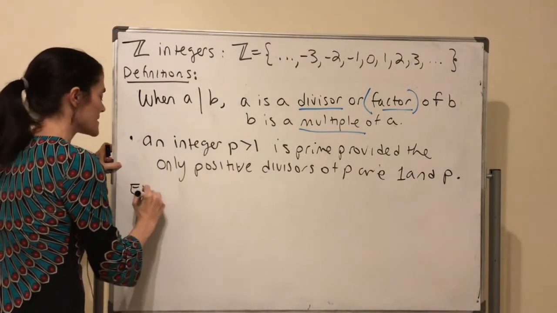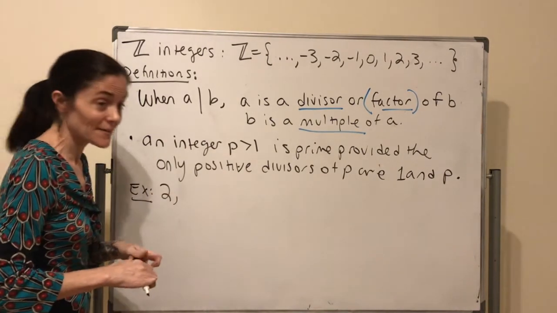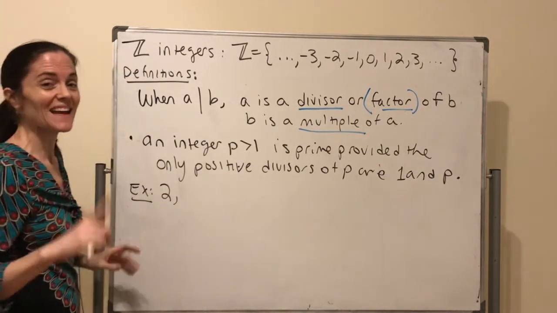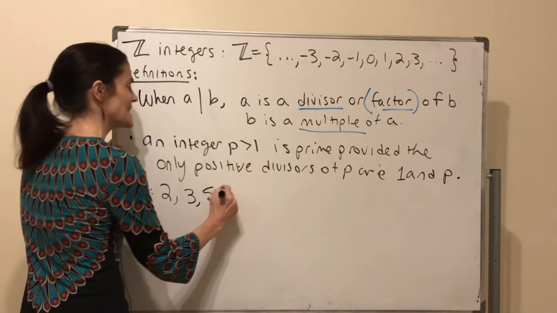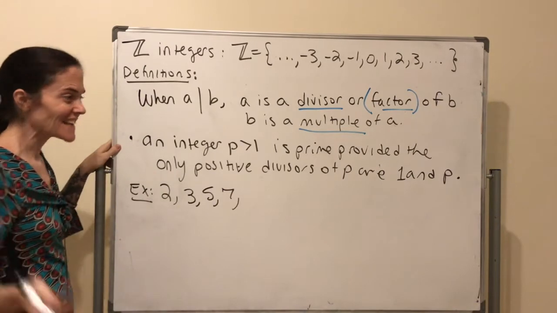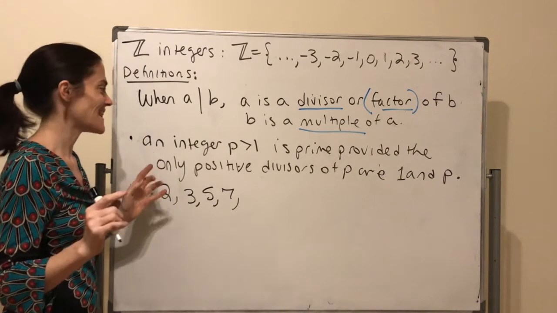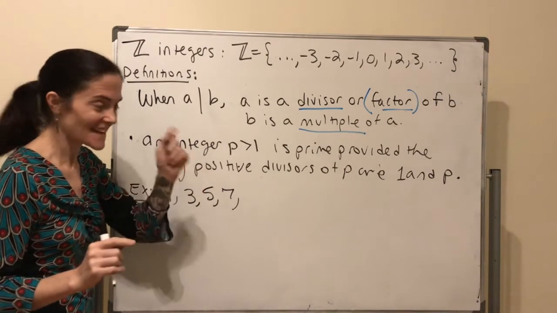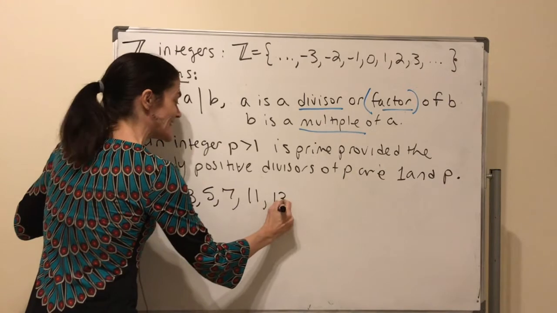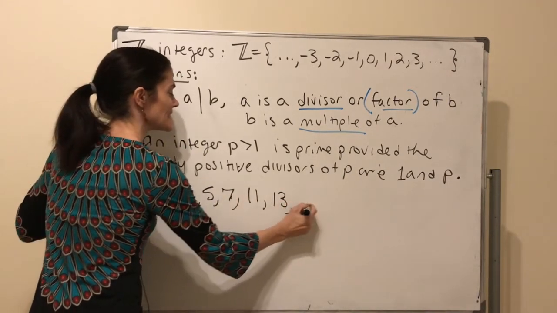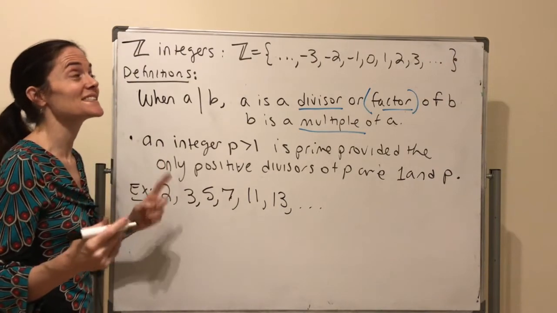Now, what are some examples? Okay, 2 is a prime number. In fact, it's the only even prime number. We can prove that, and we will prove that. 3 is prime, 5 is prime, 7 is prime, not 9. That 3 is a positive divisor of 9. That is not just 1 and 9, right? 11 is prime, 13 is prime, things like this. In fact, there are infinitely many prime numbers.